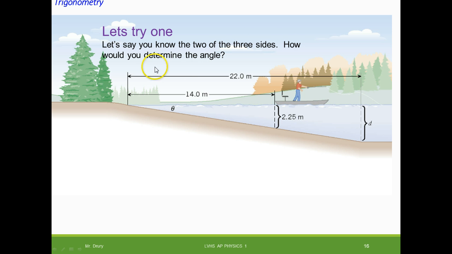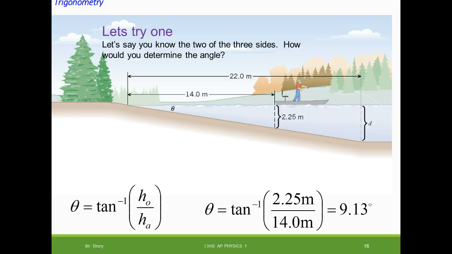Now let's see how we can use this. Let's say that you wanted to find out what this angle is here that formed with the water, okay? And we knew that this side here was 14 and this side here was 2.5 meters, and we wanted to find out what angle this would work for, okay? Since we don't know the hypotenuse, we would actually have to use, once again, the tangent. And since we're looking for the angle, we're going to be using the arc tangent. So just plugging in the numbers, it comes out to be 9.13 degrees.